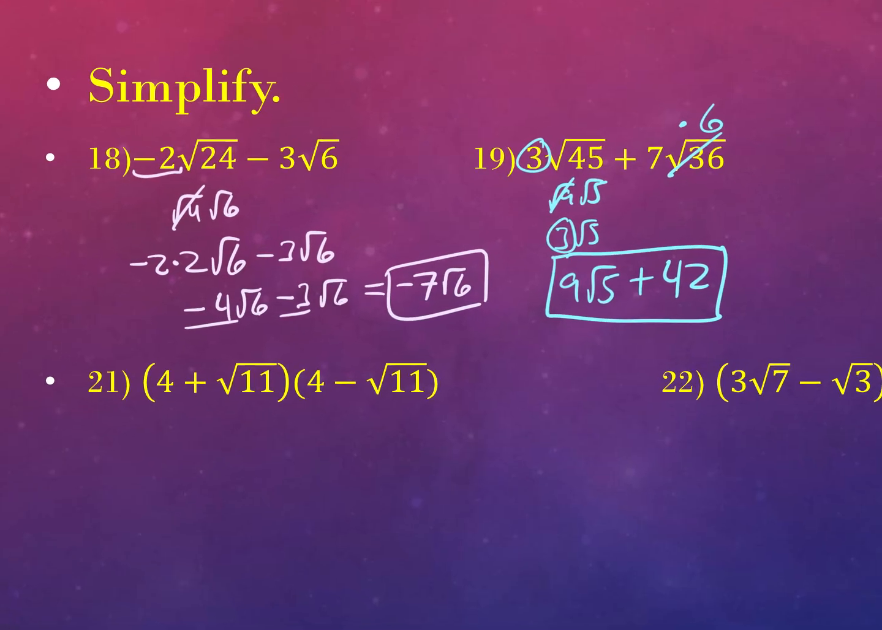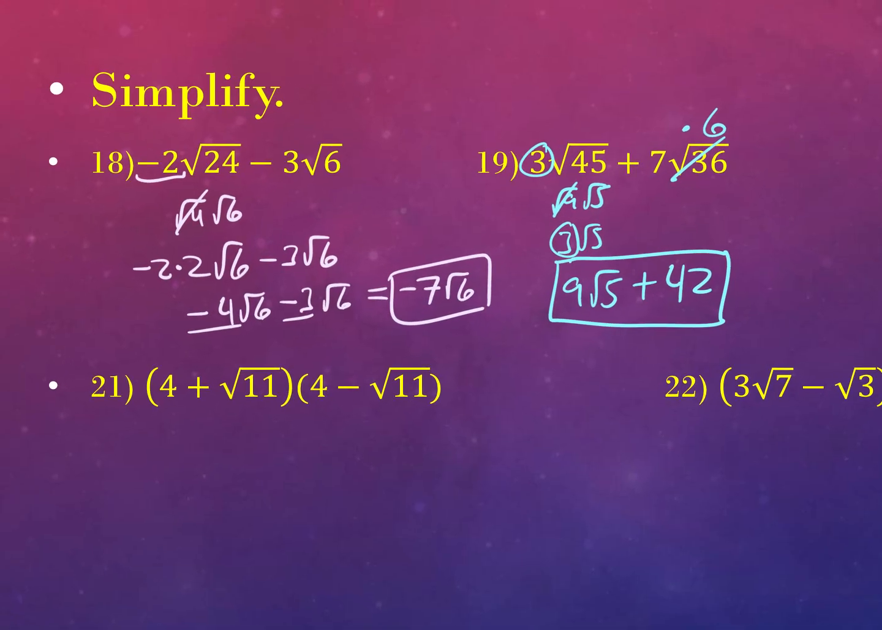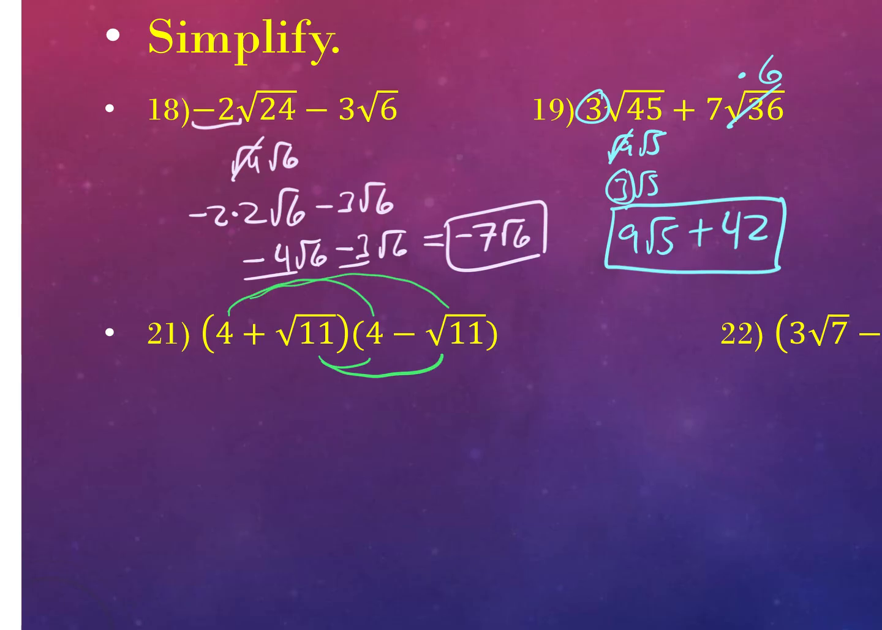So now let's do some more multiplying. Here we have a binomial times a binomial. Now, in this case, in Algebra 1, you maybe remember that you can FOIL it. I could do first times the first, outer times the outer, inner times the inner, last times the last. So I could do 4 times 4, 16. 4 times negative square root of 11 is going to be minus 4 square root of 11. Square root of 11 times 4 is going to get me plus 4 square root of 11.